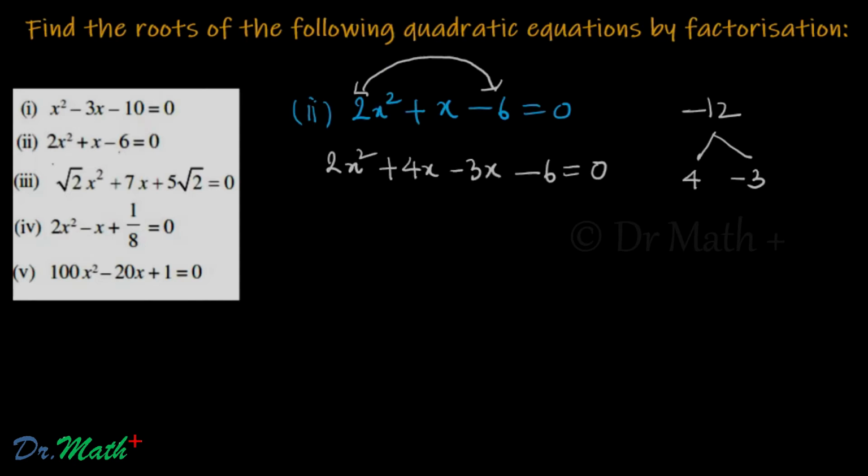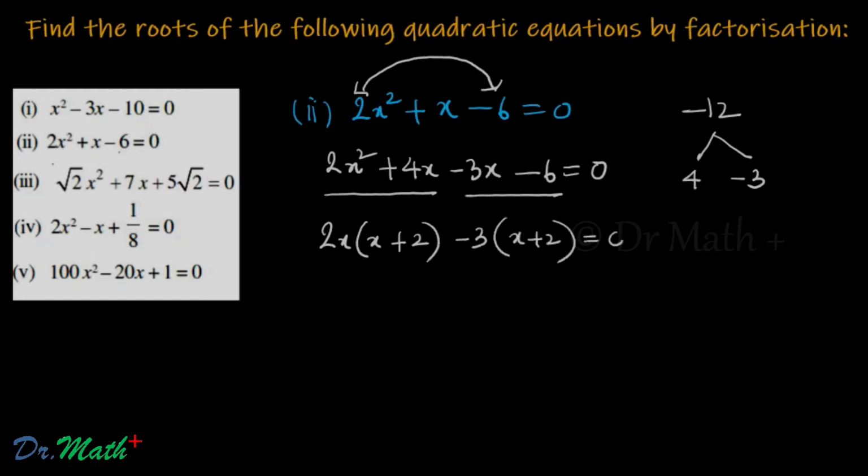Let me group first two terms and last two terms. If I take 2x common from the first group, I get x plus 2. And if I take minus 3 common, I get x plus 2 inside the bracket, which is equal to 0. If I take x plus 2 common again, I'll have 2x minus 3 left in the second bracket, which is equal to 0.